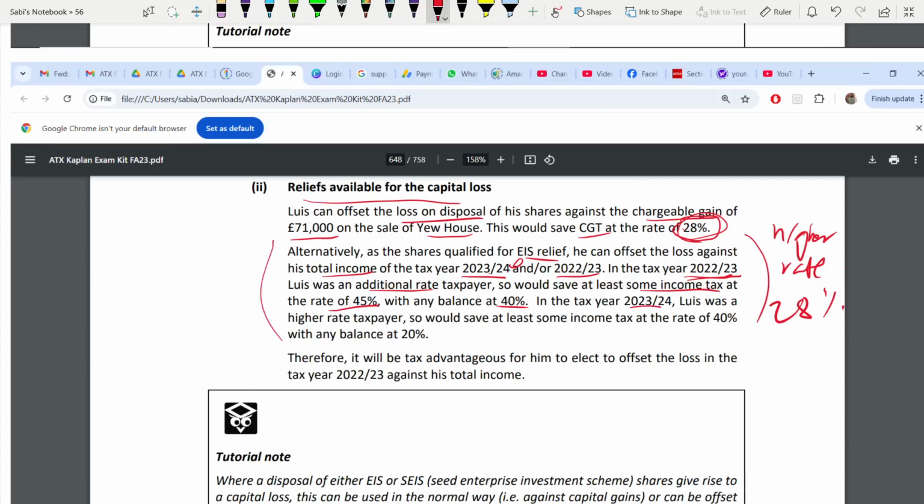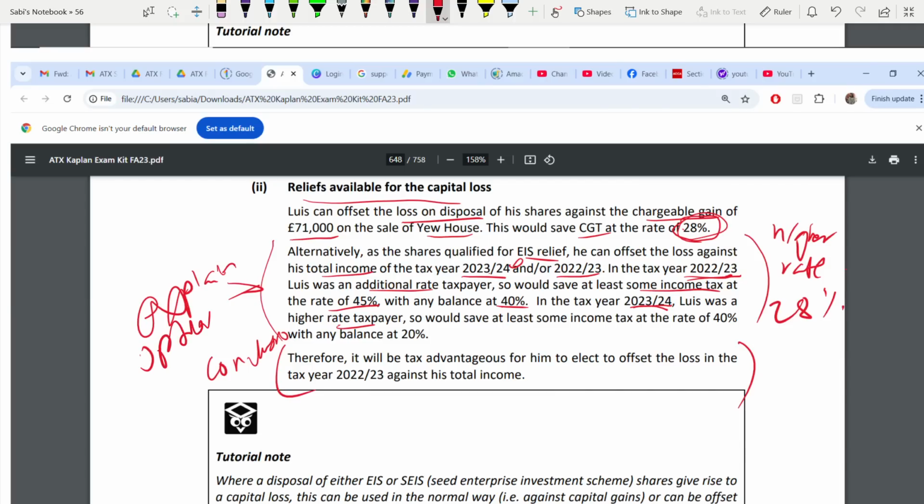In this tax year, he's a high rate taxpayer, so you have to give both the options. Even though this is not the conclusion, in the last paragraph, one line, you have to write which is the best, most tax efficient. But here you have to explain all options.